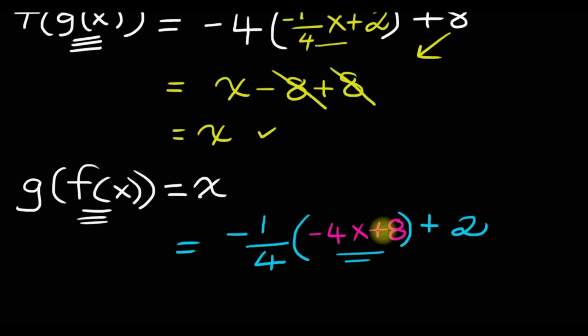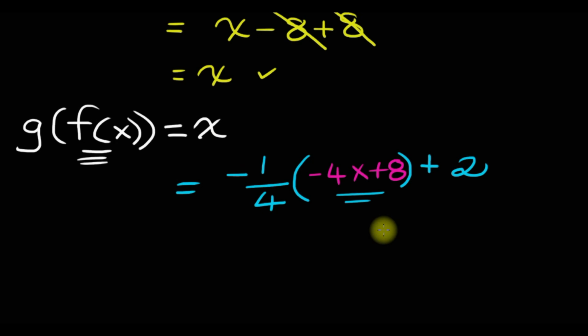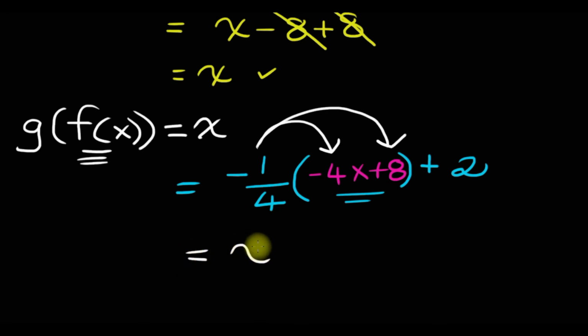Okay, and now we just have to simplify. So to simplify, we would have to distribute the negative 1 over 4. Okay, you have to distribute. So negative times negative is positive. 4 over 4 is 1. So you're left with just x. Okay, when you multiply these two.